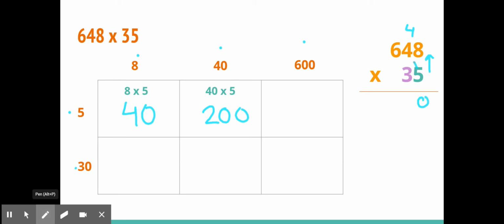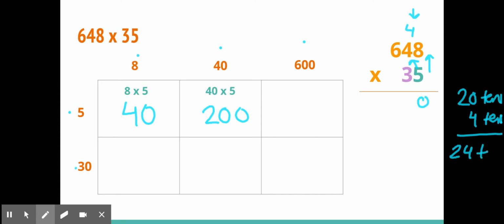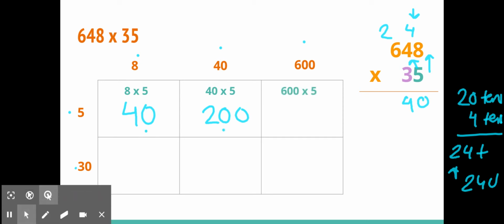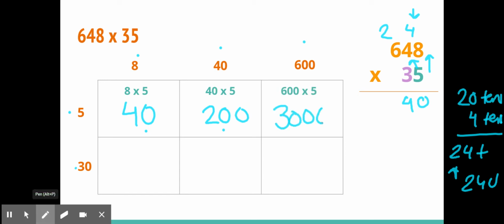Now I have 5 ones times 4 tens. That's going to give me 20 tens. Now, I had this 4 tens from before. So 20 tens plus 4 tens, I now have a total of 24 tens. I'm going to bundle that 20 tens into 200s. I'm carrying that over. Notice that that would be 240. All right, continuing on, 600 times 5, and that would give me 3,000.